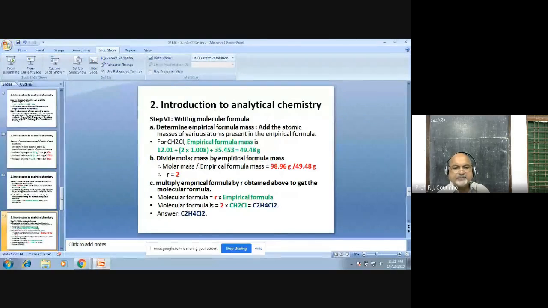Now the next step is to divide the molar mass by the empirical formula mass. So the molar mass is 98.96 grams divided by the empirical formula mass, that is 49.48 grams. That's why the value of R is 2. Now I want to find the molecular formula. Molecular formula is equal to R into the empirical formula, that is 2 into CH2Cl. Finally my answer is C2, multiplying 1 carbon into 2, H4, multiplying 2 hydrogens into 2, and multiplying 1 chlorine into 2, that is Cl2. So finally the answer is C2H4Cl2.